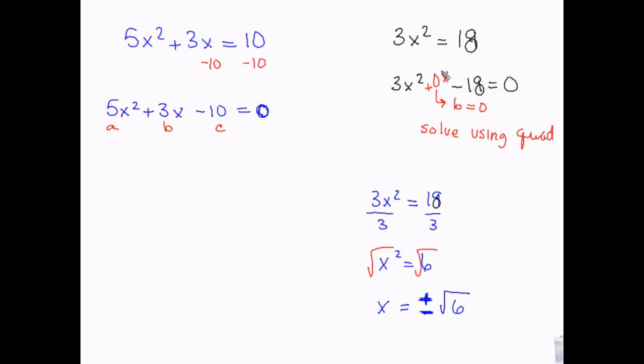So if you have no b term, you can either plug a 0 in for b and use the quadratic formula, or if you remember, you can use the square root property and solve it this way. That'd be the answer right there. This would be the answer. No matter which way I do it, I'm going to get the same answer.